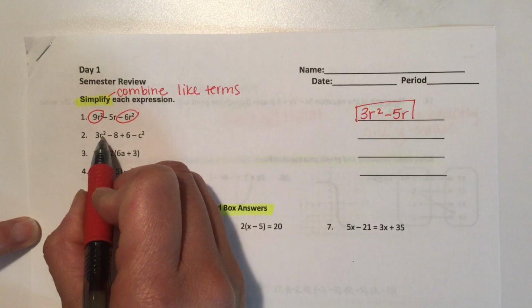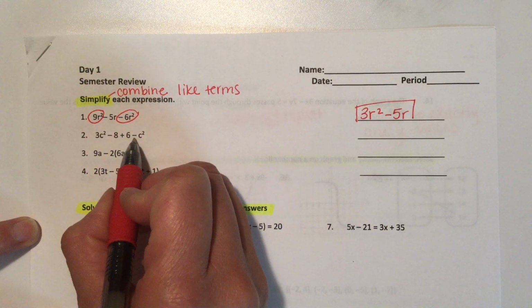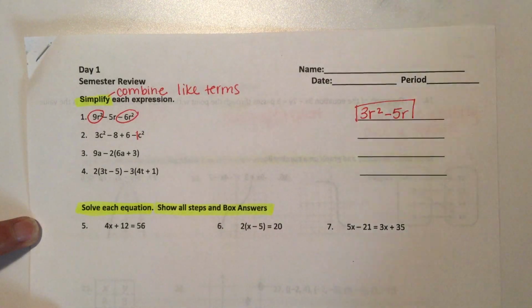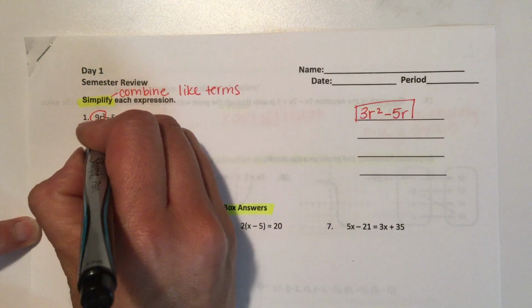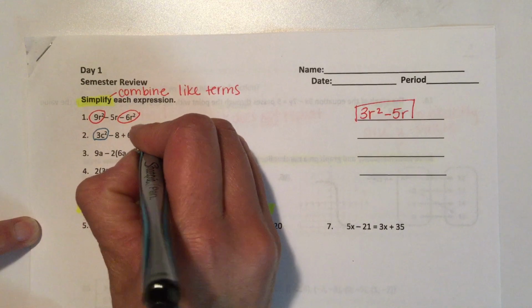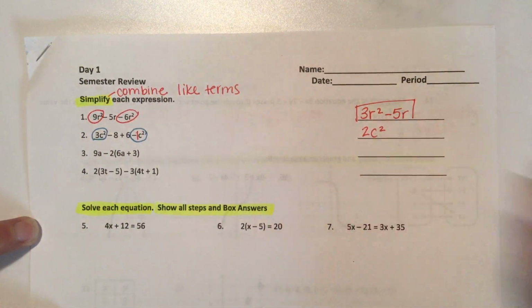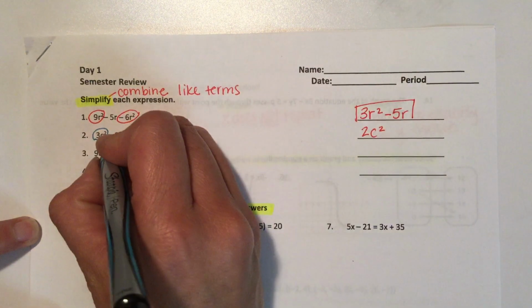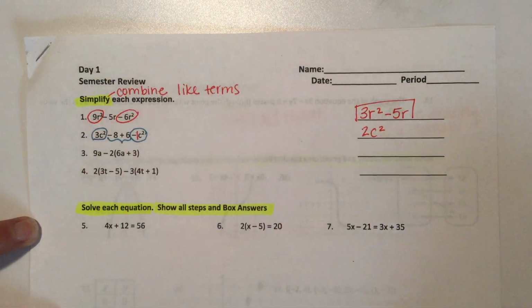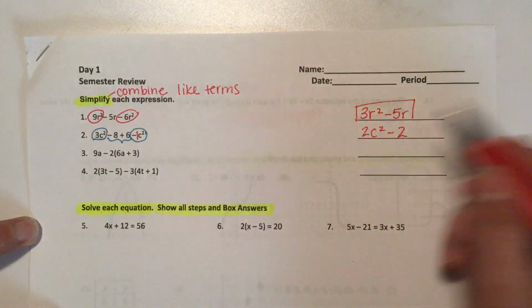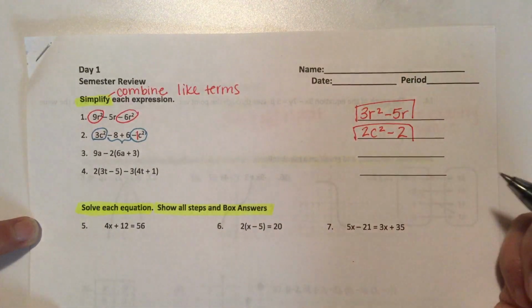2. 3c squared minus 8 plus 6 minus 1c squared. There's a 1 in front of here. You find your like terms. 3c squared minus 1c squared is going to be 2c squared. And then you combine your like terms. Negative 8 plus 6 is a negative 2. Those aren't like, so you're done with your answer.